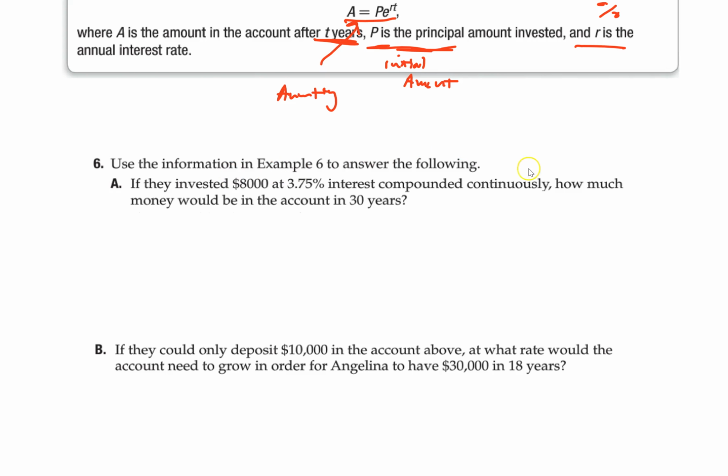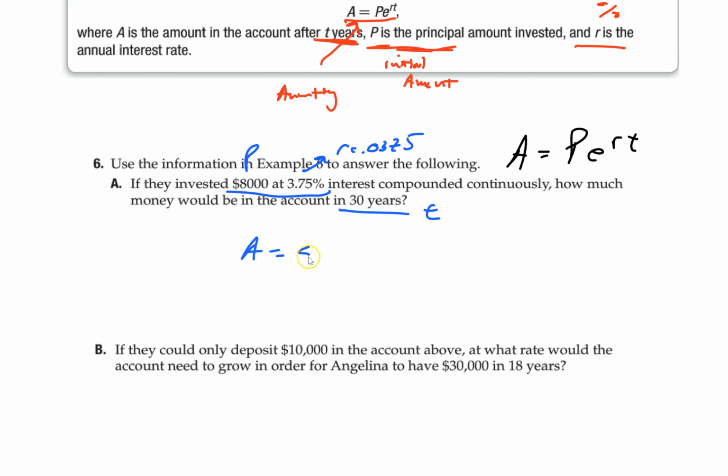So again, we're going to use this formula. I'll give it to you. Look what they give us. If they invested $8,000 at 3.75% interest, so already I have my investment, my P, my principal initial amount, I have my R. Remember, move it over to make it a decimal, so 0.0375. Compounded continuously, how much money would be in the account after 30 years? That gives me my T. So everything I need.